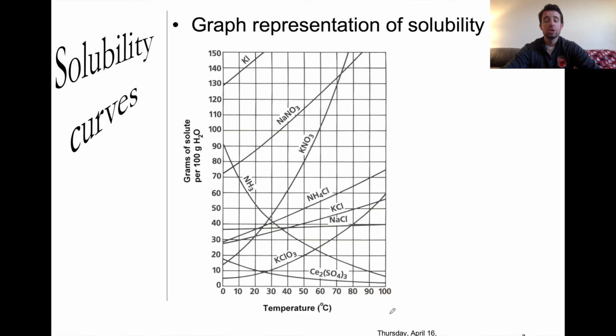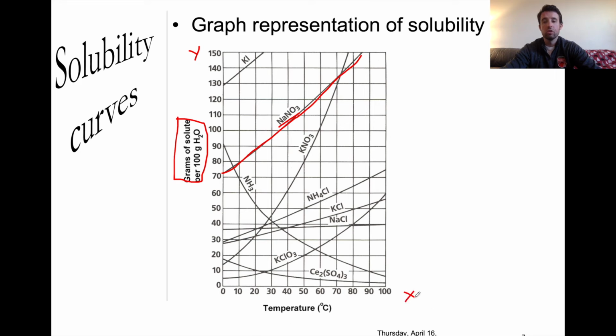Here's a solubility curve. This is how we will solve a bunch of problems. So let's just focus for now on NaNO3 here, in the middle. And you'll notice that the y-axis here is the amount of solute that can dissolve per 100 grams of H2O. And then the x-axis here is temperature.